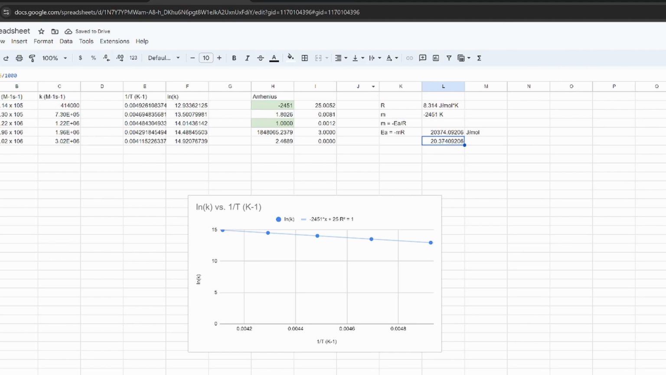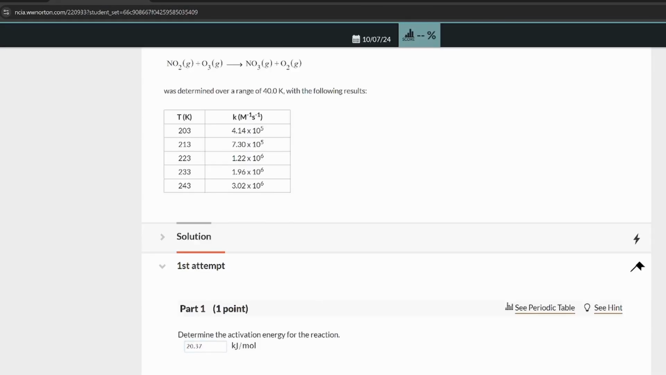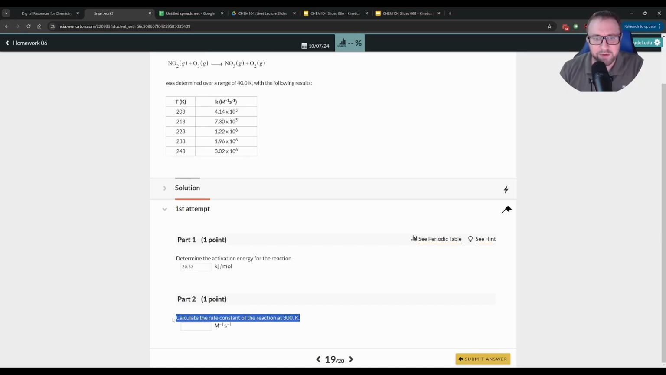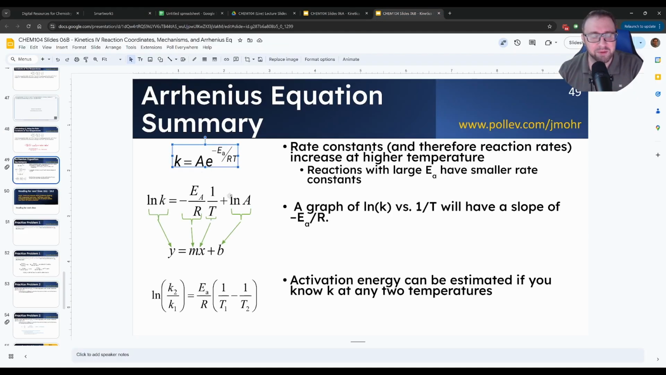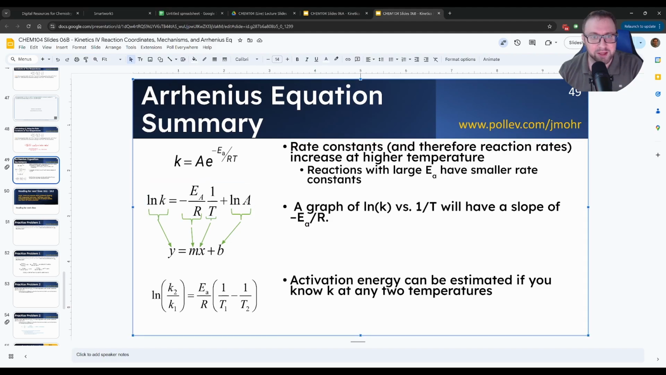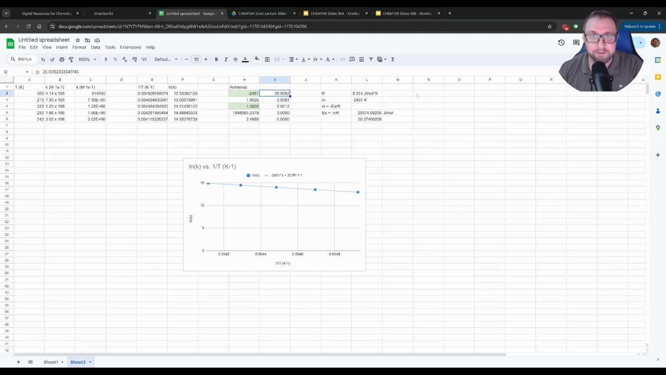We get 20.37 here. All right, that'll be that. Now we're told to find the rate constant at 300K. We have a couple options here. One option would be to find the frequency factor, right? We know that the intercept here is equal to the natural log of our frequency factor. So our frequency factor is equal to e to the b.